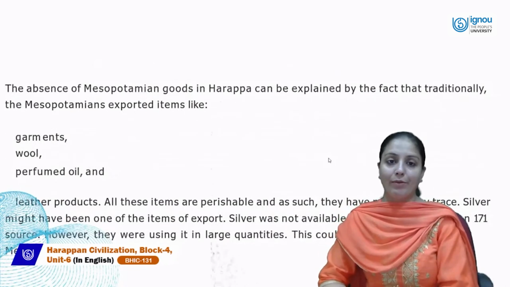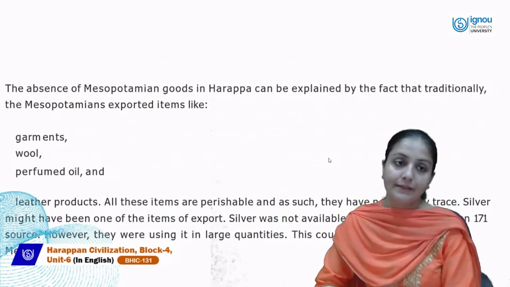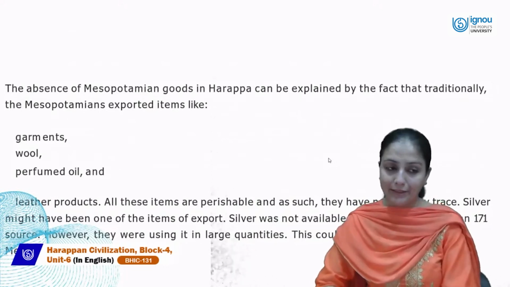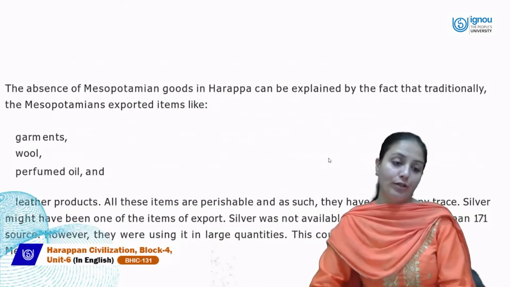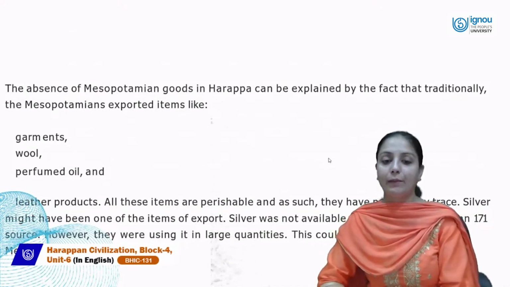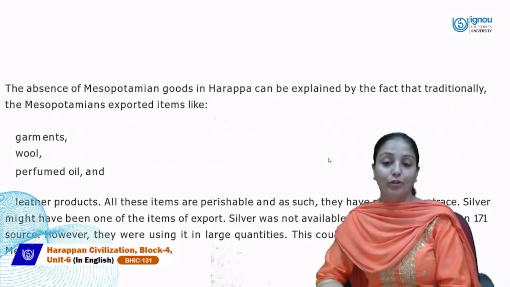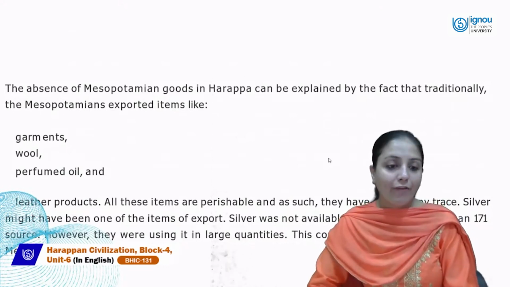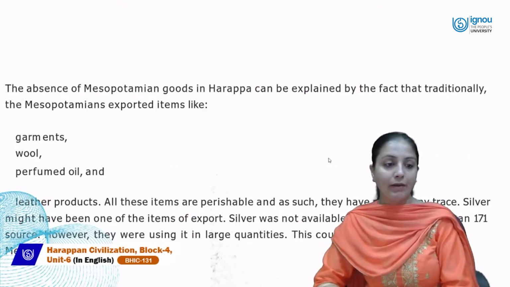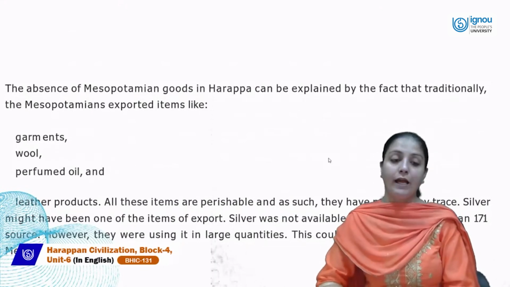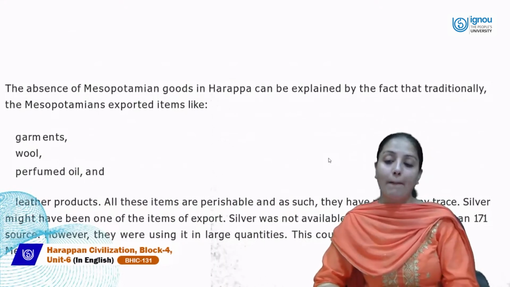The absence of Mesopotamian goods in Harappa can be explained by the fact that traditionally the Mesopotamians exported items like garments, wool, perfumed oil, and so on. Leather products also. All these items are perishable, and as such they have not left any trace. Silver might have been one of the items of export. Silver was not available at any non-Harappan source, however, they were using it in large quantities. This could be an import from Mesopotamia.